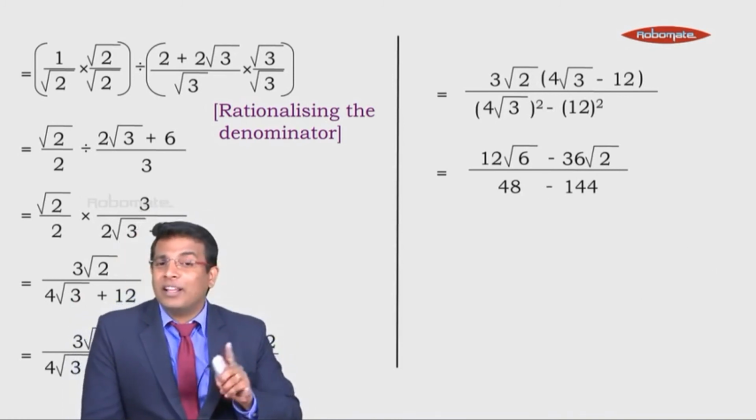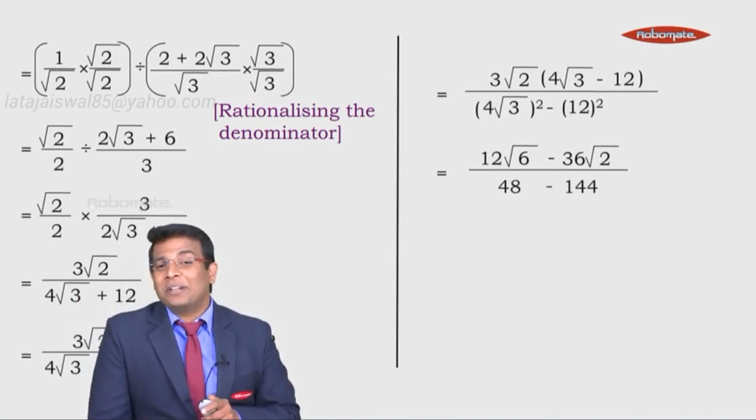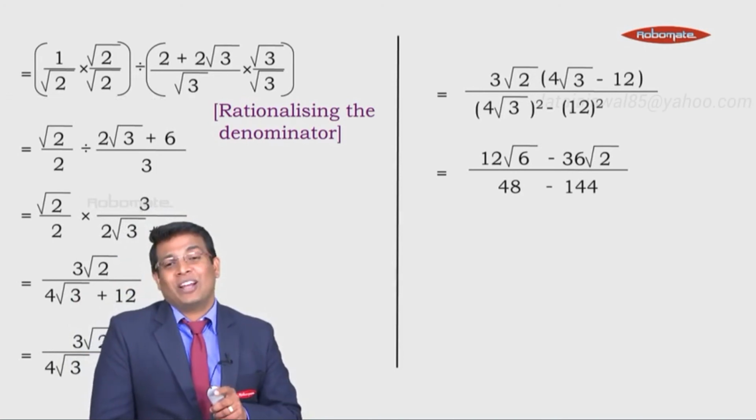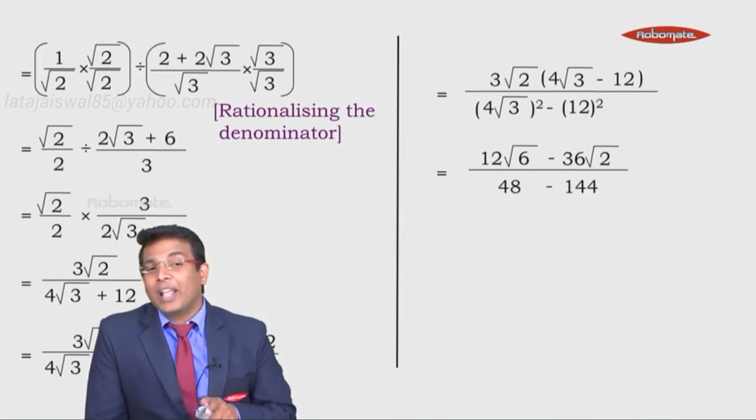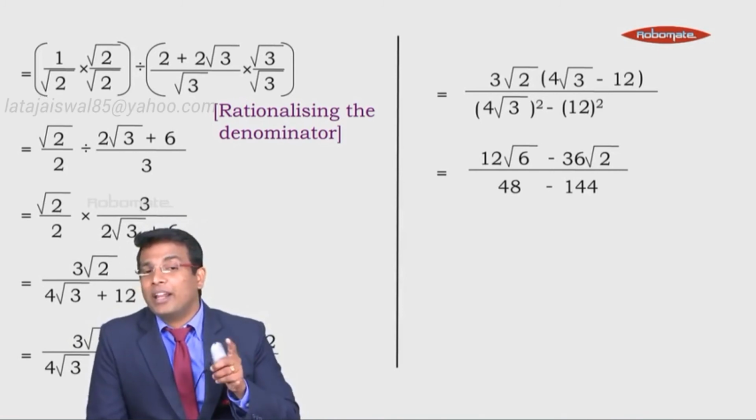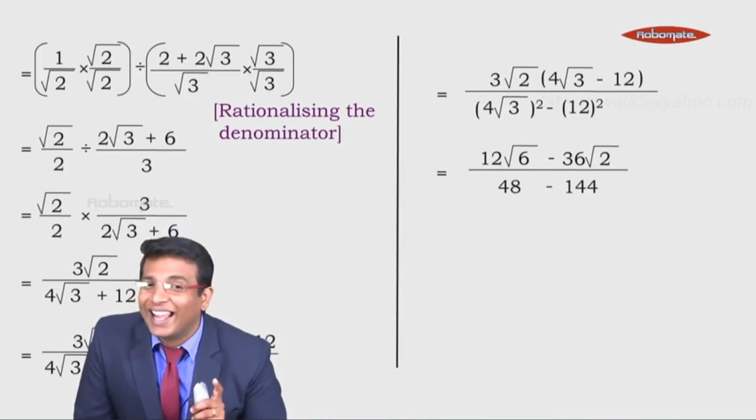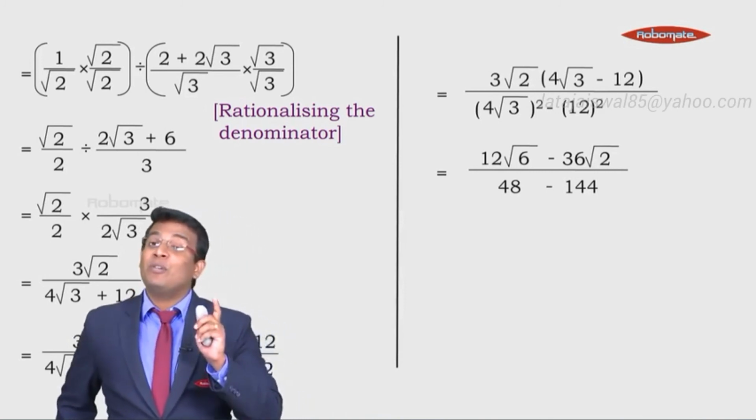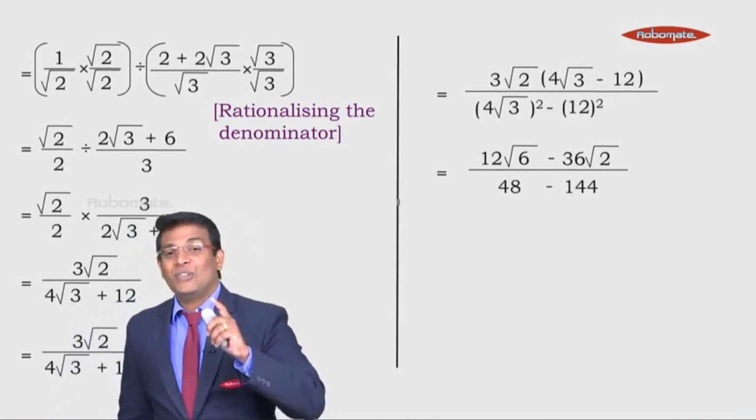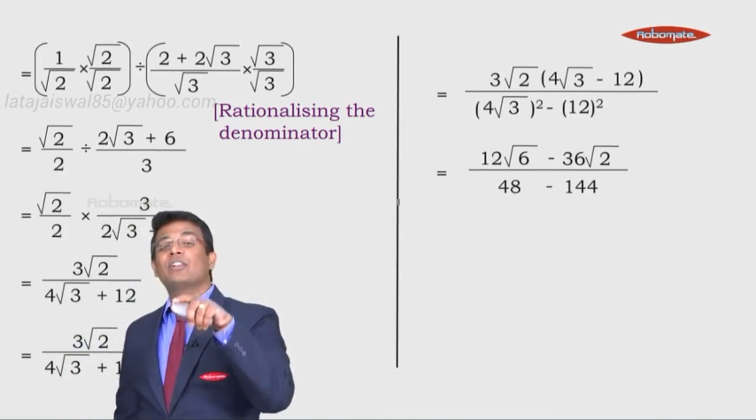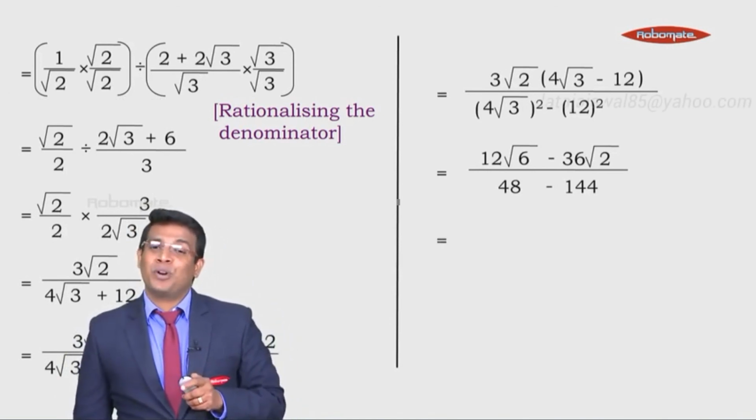Do we have something common there? Yes, we have. The common is nothing but 12 and 36. We'll have the common term there as 12, right? And in the denominator, when we take 48 minus 144, the answer which you get there, that is 96, but it will be minus 96. So what we'll do in the numerator is, we'll take minus common with 12. So we'll take minus 12 common there.